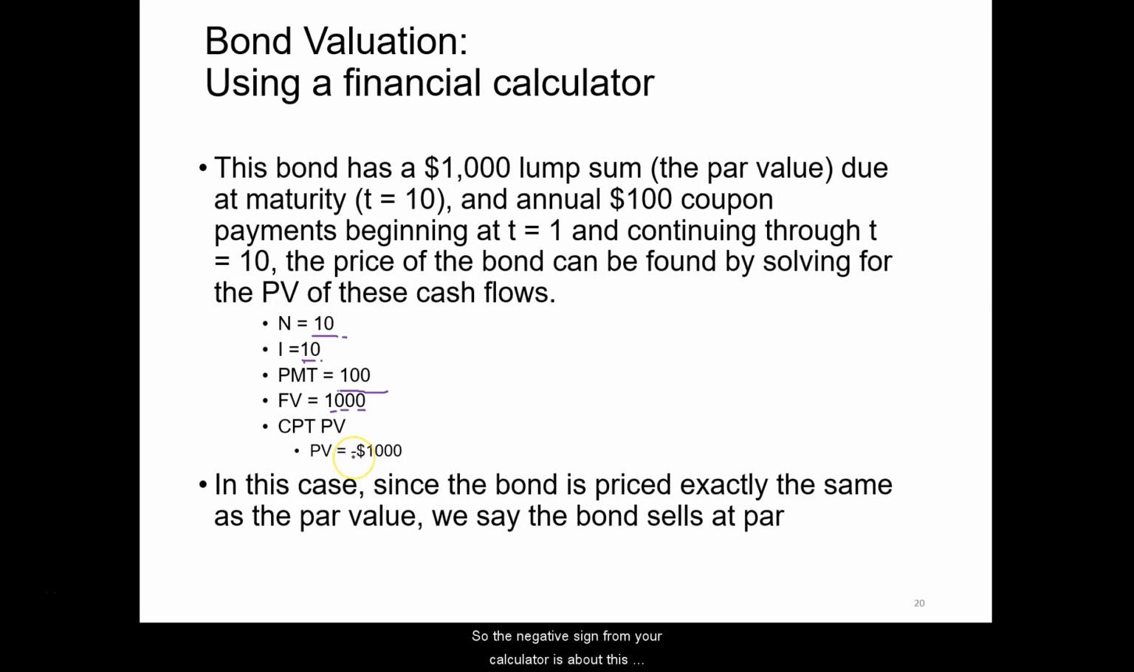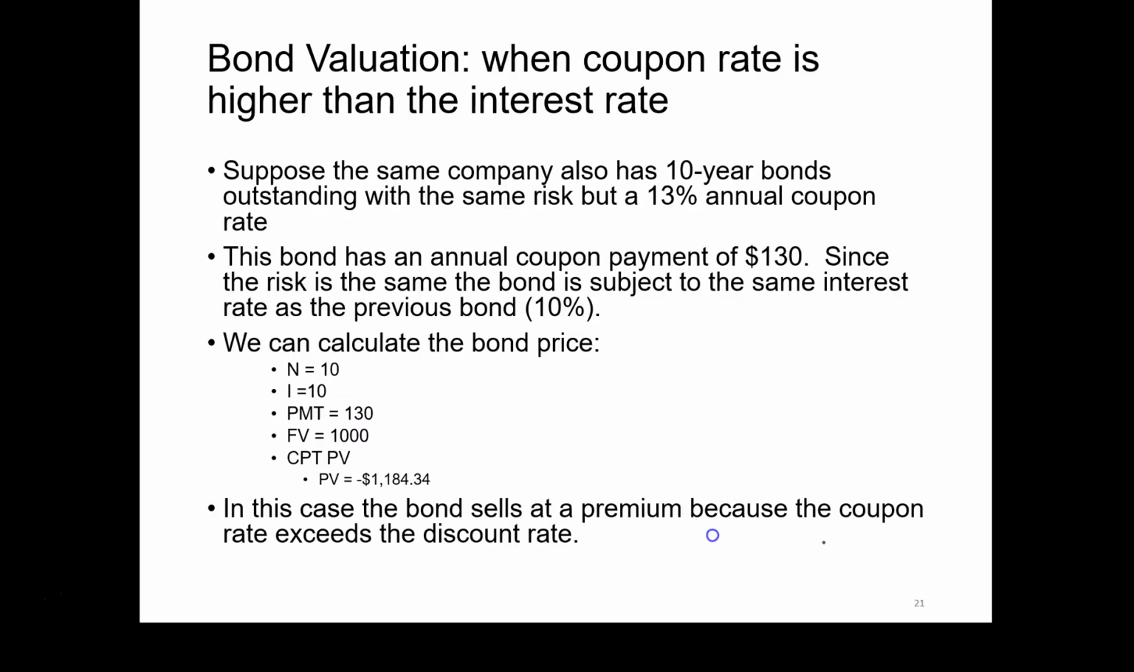So the negative sign from your calculator is about this idea. You have to pay $1,000 in exchange for receiving $100 every year for the next 10 years and receiving a final $1,000 at the end of the 10th year. Also in this case, because this number, $1,000, is exactly the same as the par value, we say the bond is selling at par. So here, what if we have a 13% annual coupon rate?